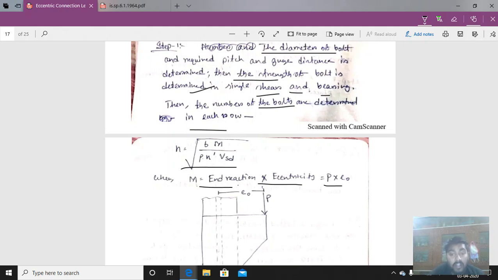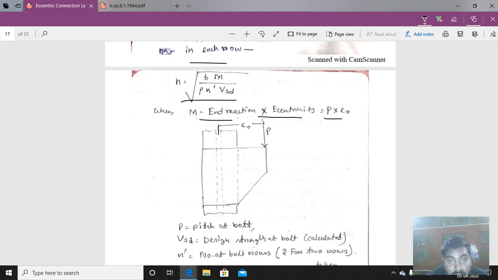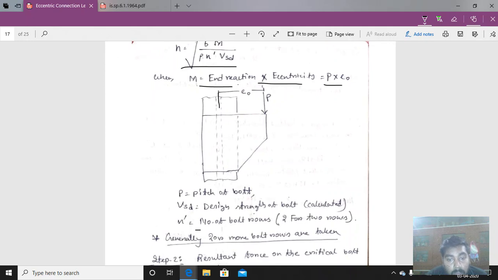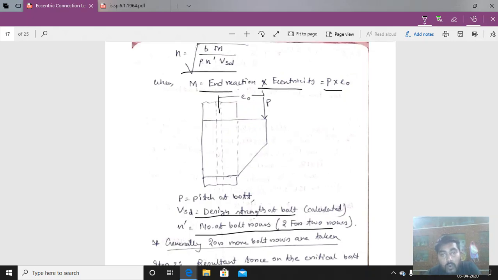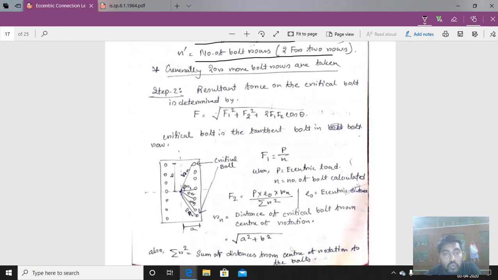Here you can see this is the end reaction into e0, and n dash equals the number of bolt rows, generally taken as 2 rows. It is the same as in the stiffened seat connection design. Bsd is the design strength of the bolt that is calculated. Step number 2 is the resultant force on the critical bolt.